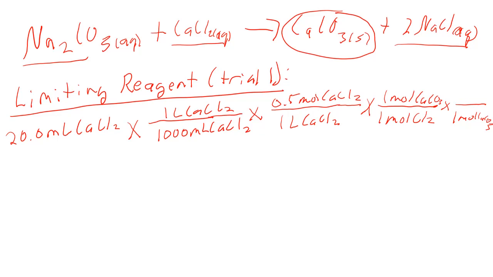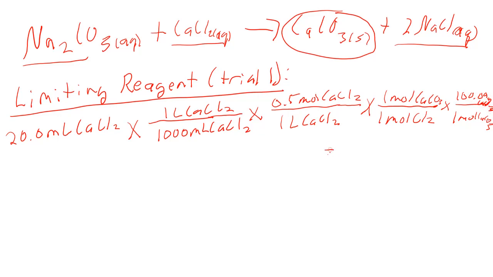And then we need to know the molar mass of calcium carbonate. Calcium has a molar mass of 40.08. If we look at the periodic table, carbon has a molar mass of 12.01. And then we know that oxygen has a molar mass of 16. So if we add that all up, we have a molar mass of 100.09 grams per mole of calcium carbonate.